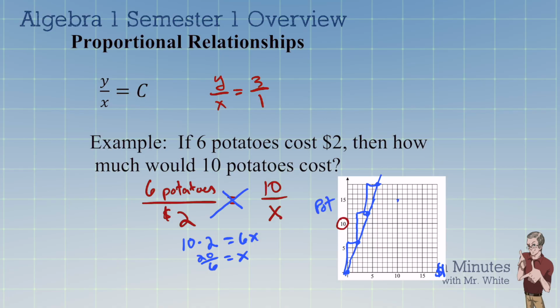So here's that 10 potato line. If we go right over here, and go down like this. Remember, I said it was going to be $3.33. So between $3 and $4, which is exactly where that line hits right there.